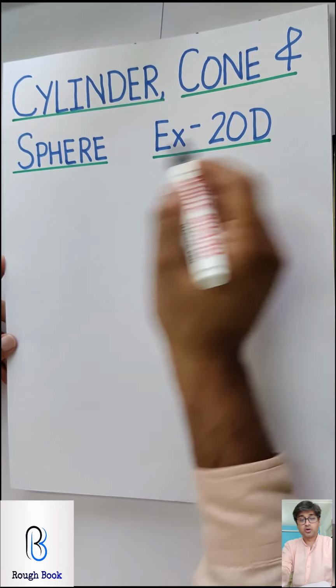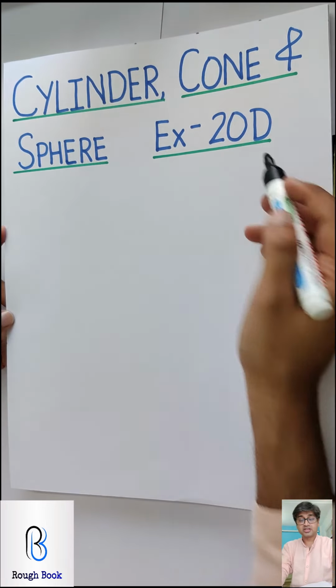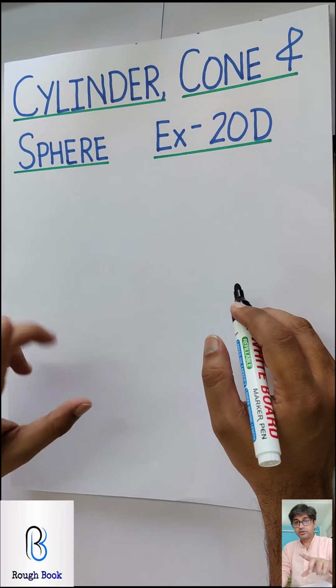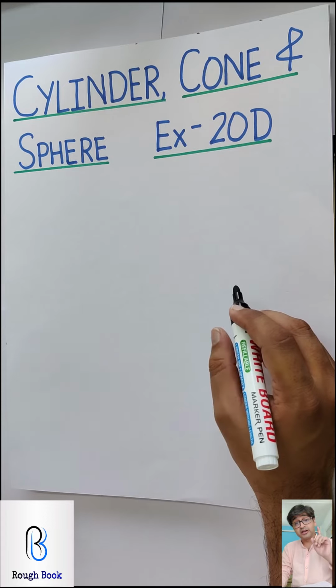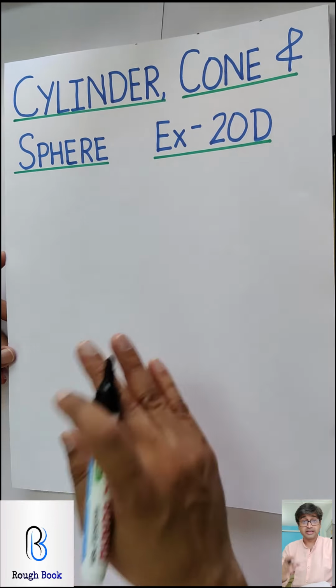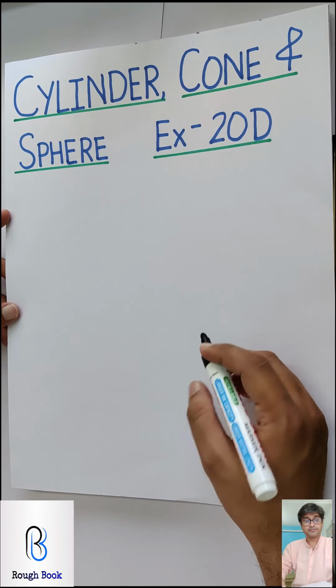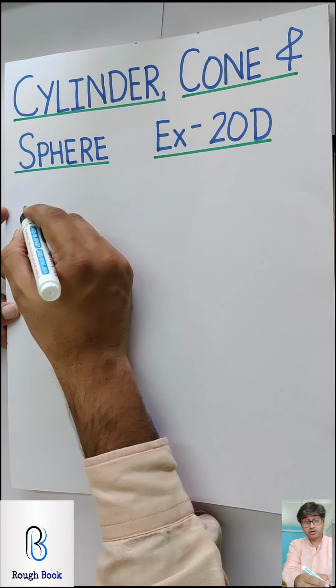We're getting into cylinder, cone and sphere, exercise 20D. In the previous video we did B and C, now we're getting into D. After that we'll get into exercise A because by then you will get used to everything, okay? So let's see how much you remember.